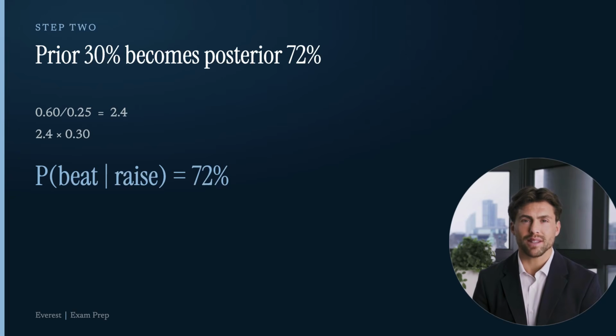Now put it together. 60% divided by 25% is 2.4. Multiply by your prior of 30% and you get 72%. That is the whole idea. You started believing there was a 30% chance of a beat. The guidance raise more than doubles it to 72%. That updated number is called your posterior probability because it comes after the information.